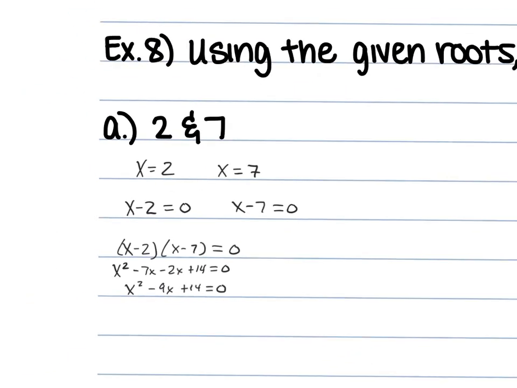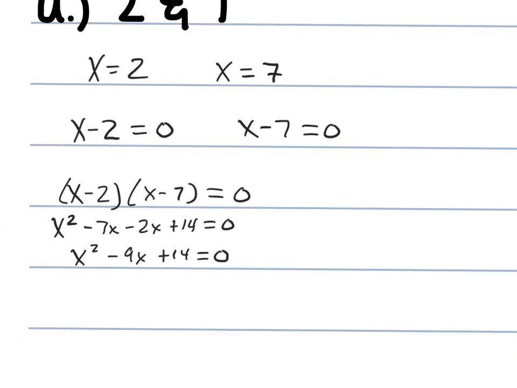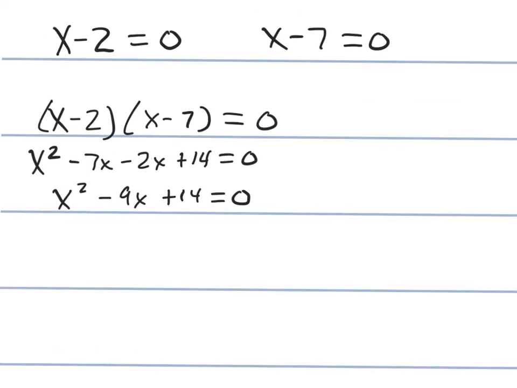Now, this does not look like the version up there, the vertex form. Yes, sir? Subtract 14 on both sides? Okay, so let's say we subtract 14 from both sides. Let's see where that takes us. X squared minus 9x is equal to negative 14. And isn't that a perfect square? Like in there? No, not yet.